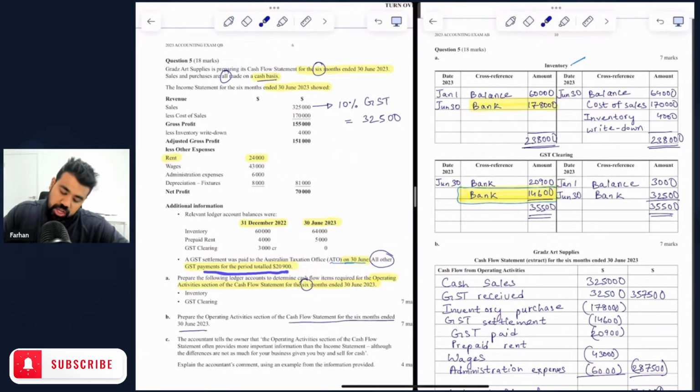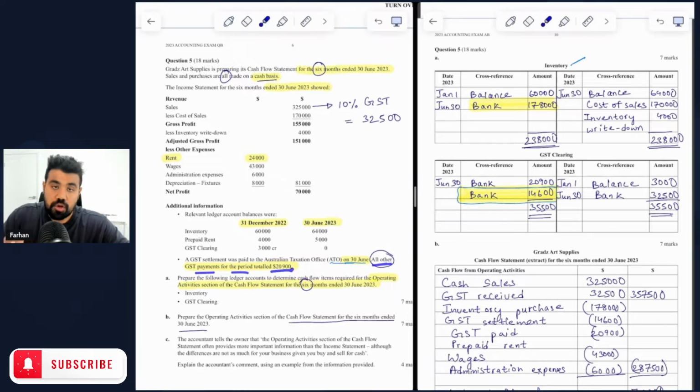Within the ledger account, on the right-hand side, the amount that I have highlighted in yellow is the amount that we had to find out as the missing figure. We're going to come back to that later. But before that, the second line says all other GST payments for the period total $20,900. If you are paying GST of $20,900, does that not reduce your obligation to the ATO?